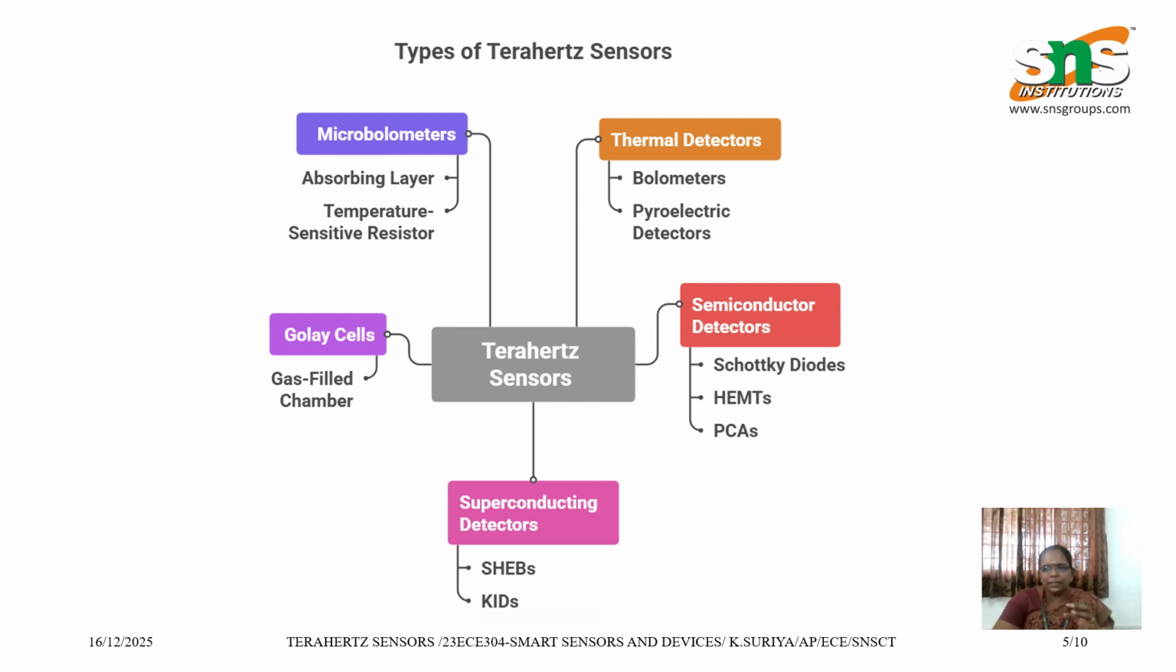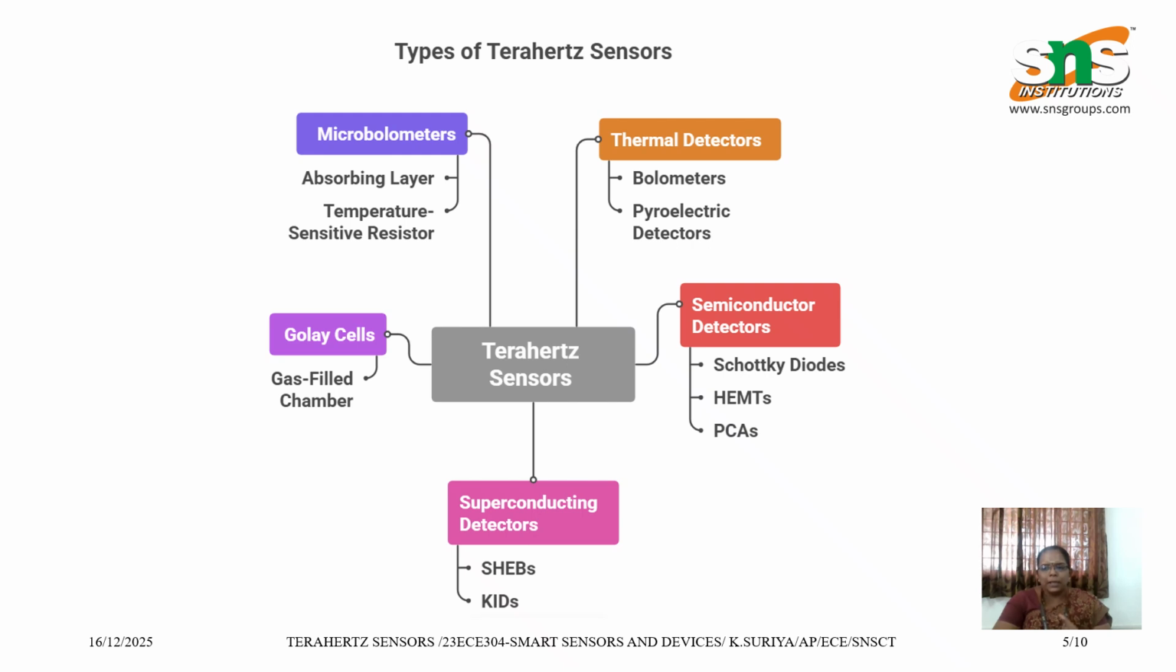First one is thermal detectors, where it measures the temperature change induced by the absorption of the radiation. These detectors are broadband and do not require cryogenic cooling, making them relatively simple and cost effective. Some of the examples include bolometers and pyroelectric detectors. Bolometers measure the change in resistance of a material due to heating by terahertz radiation, and pyroelectric detectors generate an electrical charge when their temperature changes due to terahertz absorption.